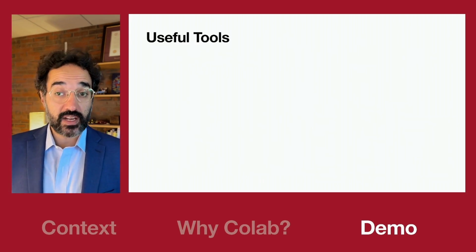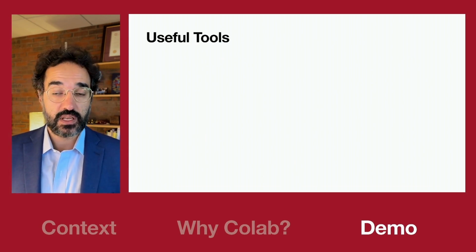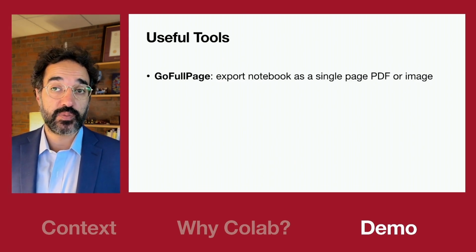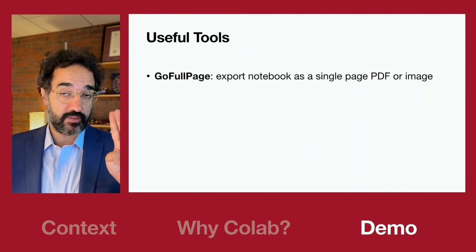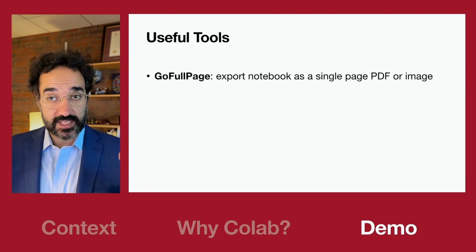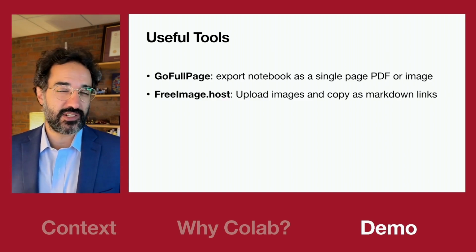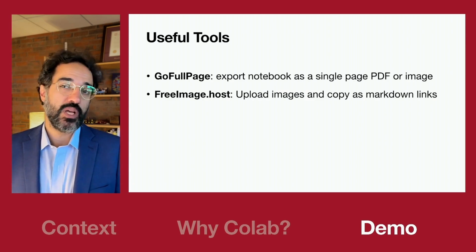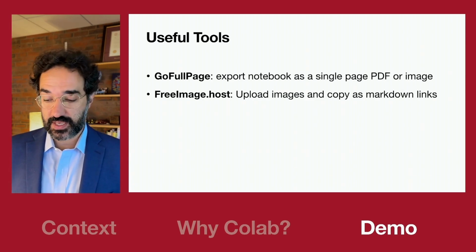But I want to finally point you to a couple of useful tools that I think can be helpful in this case. So the first is this Chrome extension called Go Full Page, which simply takes your whole notebook and exports it as a single image PDF or as a single image. And so that deals with exporting as PDF very easily. Freeimage.host is just a website where you can upload an image and then it creates a markdown link for you. That's only if you want people to insert, for example, images of their handwriting or things like that.